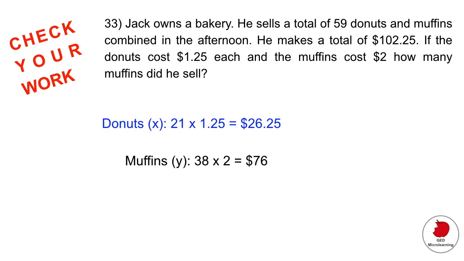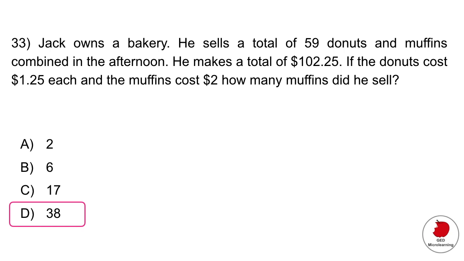Great. The next thing you want to do is check if this also works out in terms of the profit. If we multiply the number of donuts that he sold, 21 donuts, by $1.25, the cost of each donut, that gives you $26.25. If we do the same thing for the muffins, and multiply the 38 muffins that he sold by $2, the cost of each muffin, that gives you 76. Add these two together, that gives you $102.25, which is the total that he made. So your answer would be D.